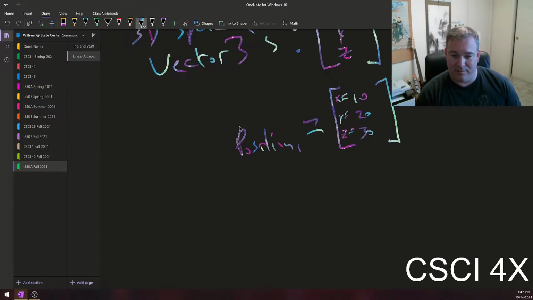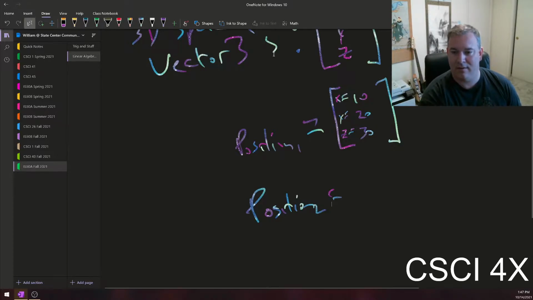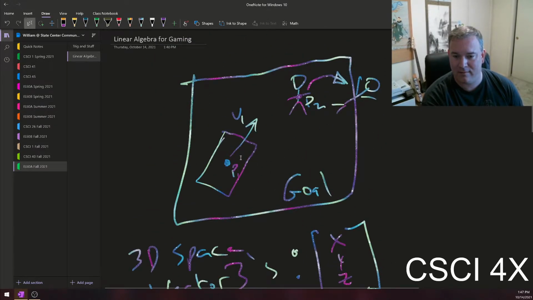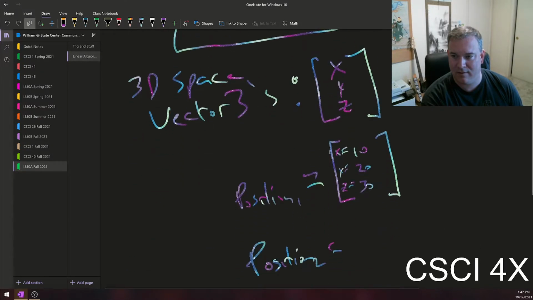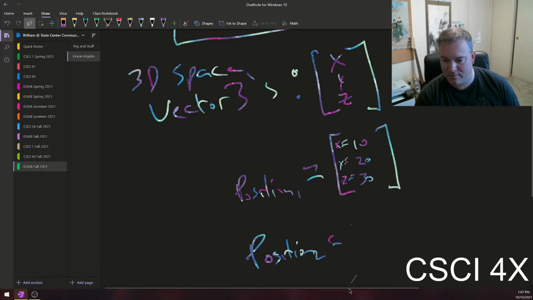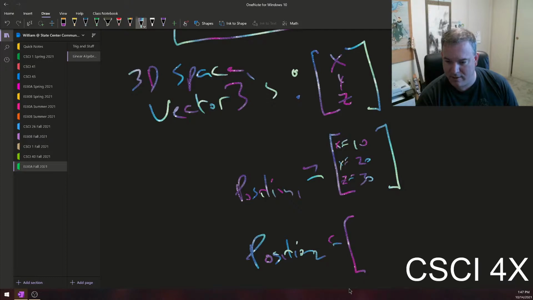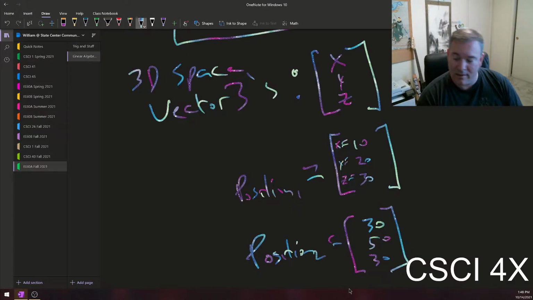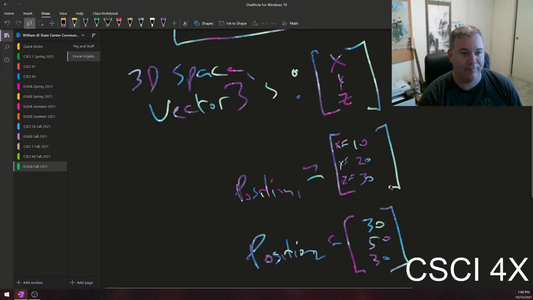And then the position of the player, position 2, could be at like X equals 30, Y equals 50, and Z, which is elevation, is also 30 units above sea level. Okay. You guys understand the terminology here?